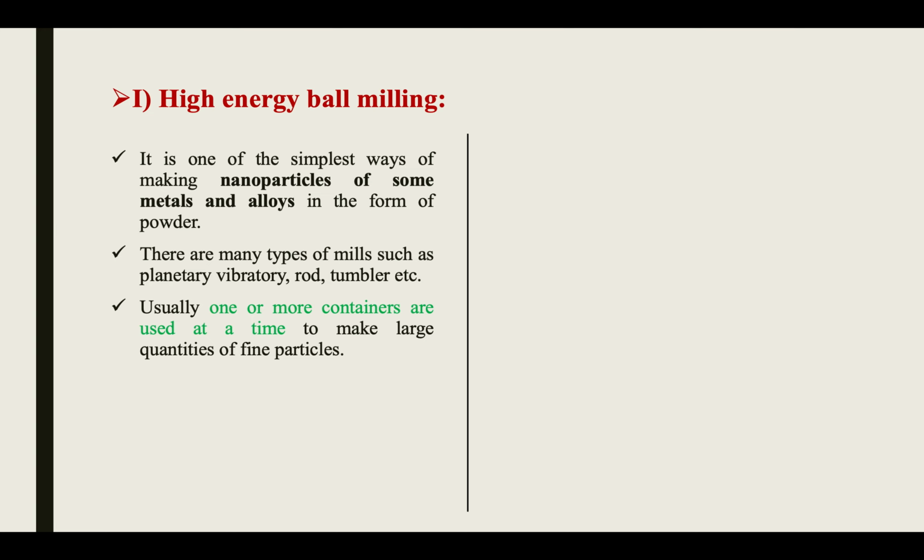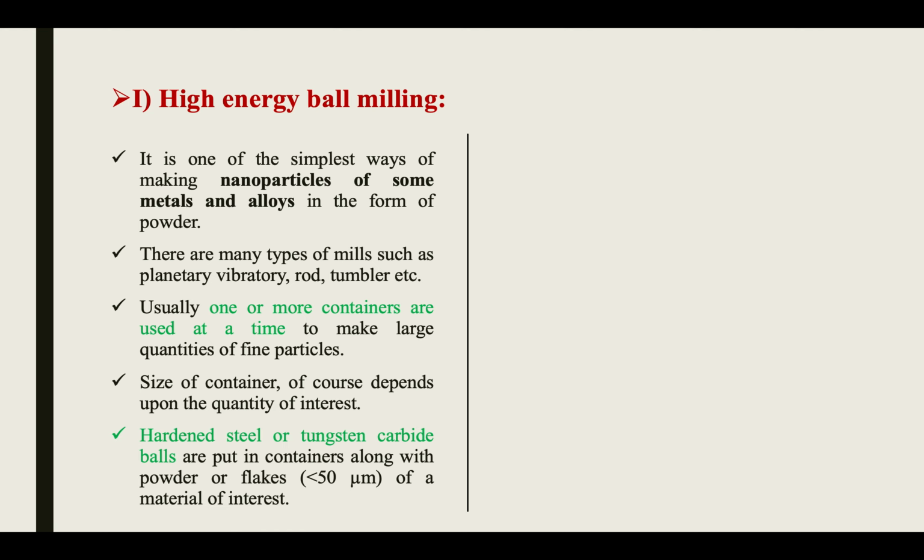Usually one or more containers are used at a time to make a large quantity of fine particles. So to synthesize this nanomaterial, we have to use one or more containers that can be used multiple times to make a large quantity of fine particles. The size of the container of course depends upon the quantity of interest. How much quantity you want to make of the nanoparticle, that much we have to take the size of the container.